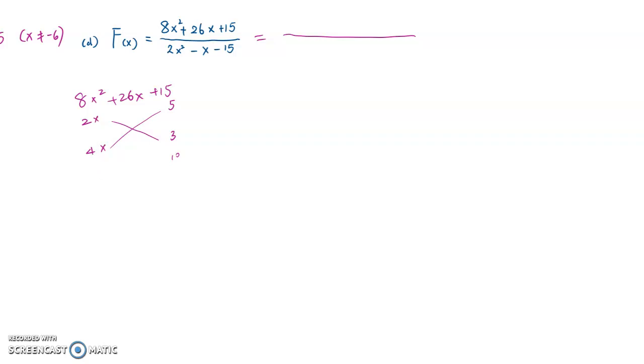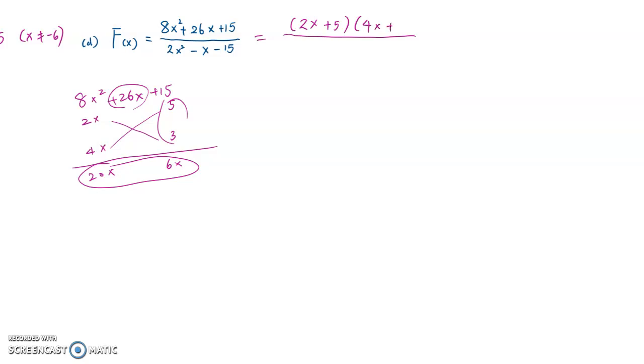Let's try it again. Cross multiply, that's a 6x, and this way is a 20x. And we need 26x in the middle. Perfect. Check over here, they multiply to be +15. This is the right combination. So we can factor the top as 2x plus 5 for the first factor and 4x plus 3 for the second factor, coming from the first line and the second line.